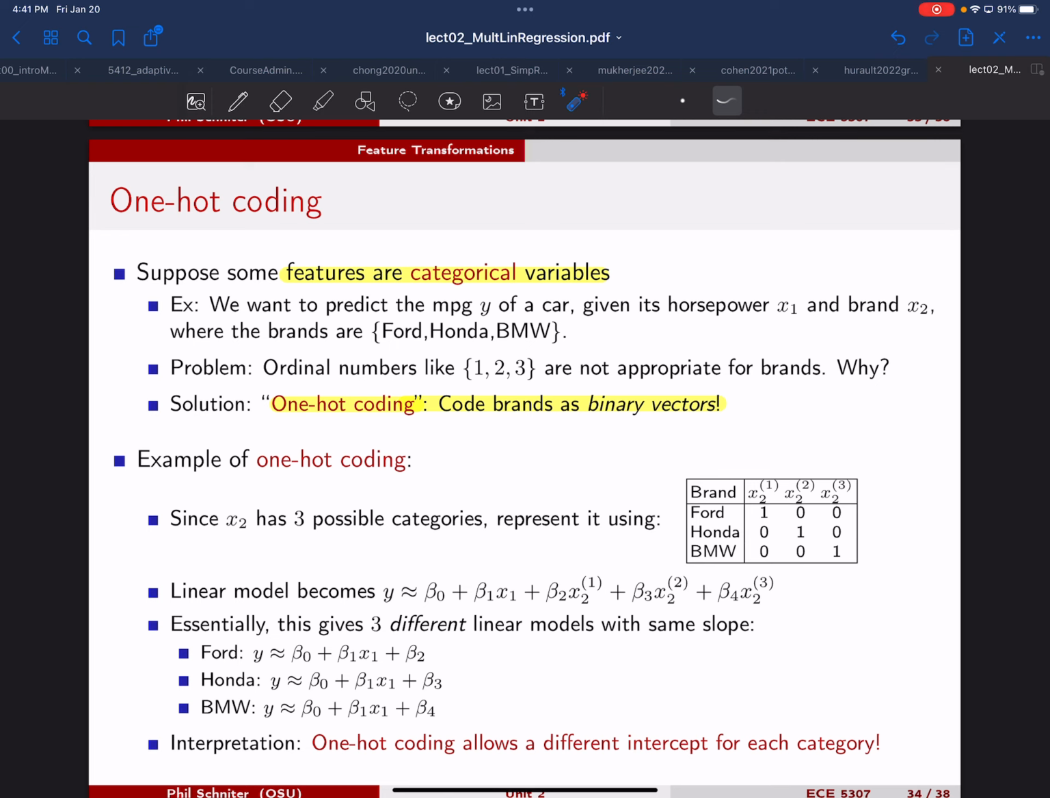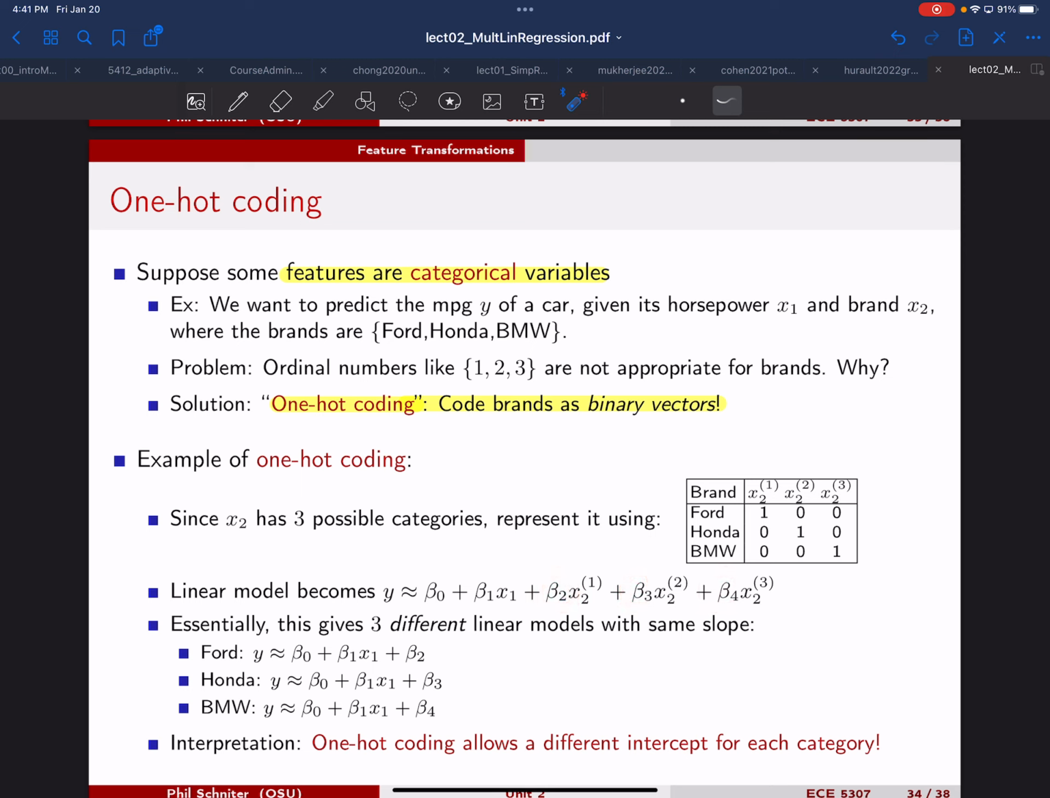Any questions on how we're doing this? Good? Okay. Now let's try to understand what is actually happening when we do this. In the new linear model, this brand X2 has now been expanded into X21, X22, and X23, and each one of those is going to get its own regression coefficient.